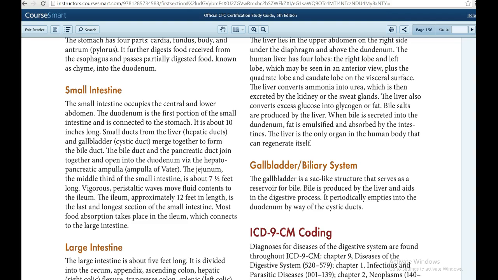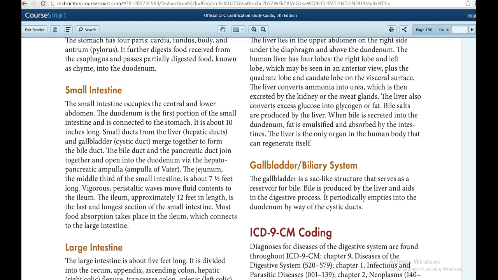The duodenum is the first portion of the small intestines, and it is connected to the stomach, and it is about 10 inches long. The small ducts from the liver, hepatic ducts, and gallbladder merge together to form the bile duct. The bile duct is the hepatic duct joined together and open into the duodenum via the hepatopancreatic ampulla.